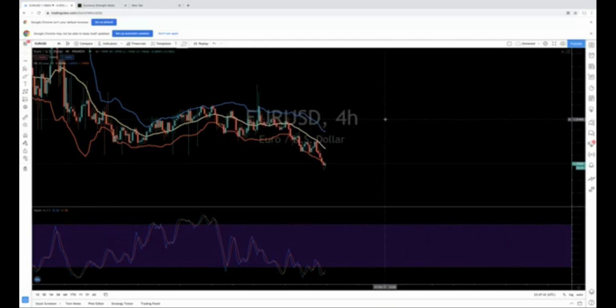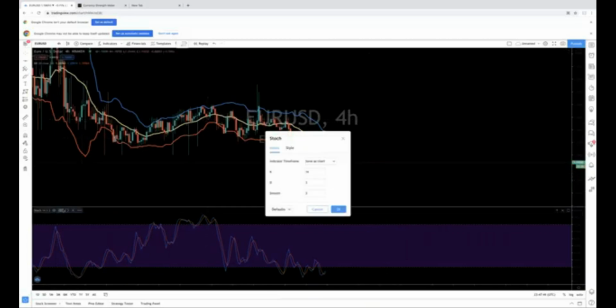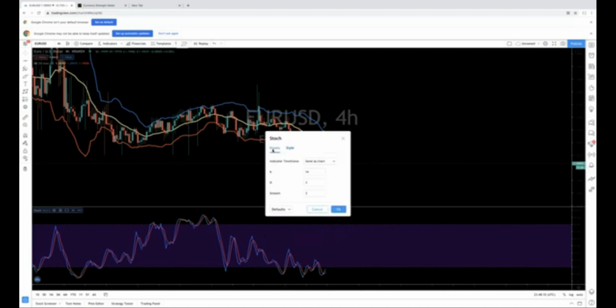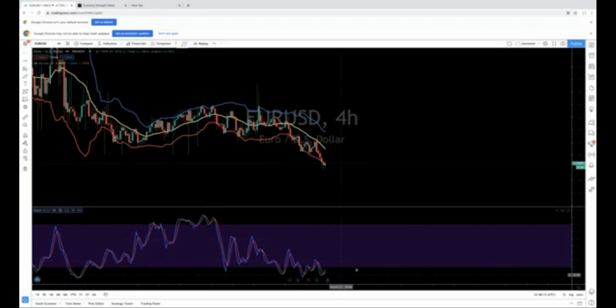So the settings for the stochastic, let's go here and look at the settings. The K line, we want that to be blue. And the D line, we want that to be red for our sell, just like up top. And this is just like up top as well, blue. Okay, very good. And that's all we need to do with that. Everything else is going to be the default settings. The default settings are perfectly fine with these.